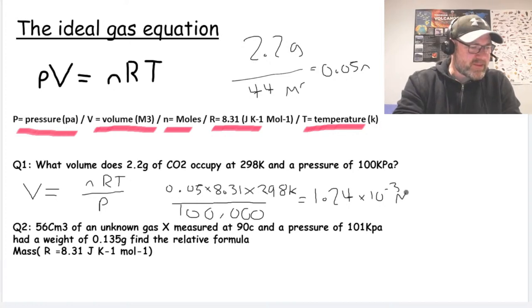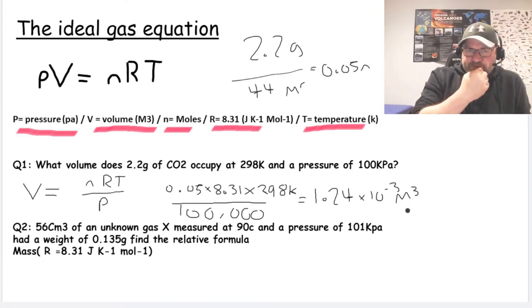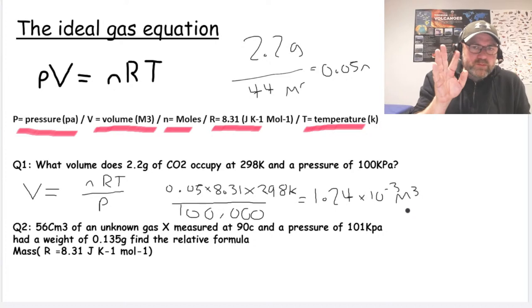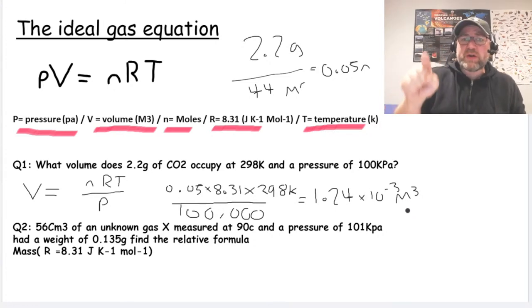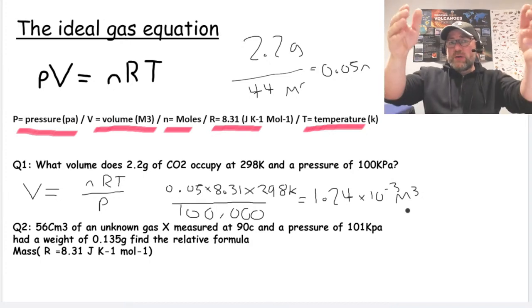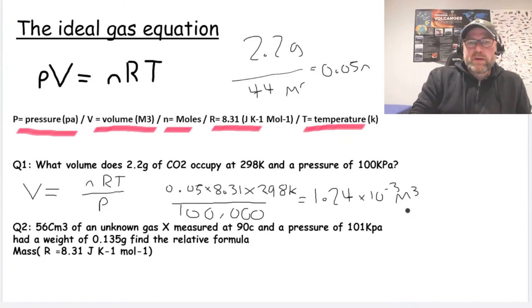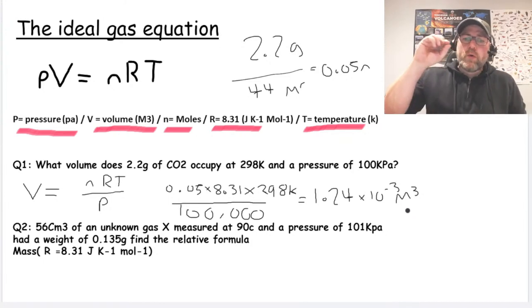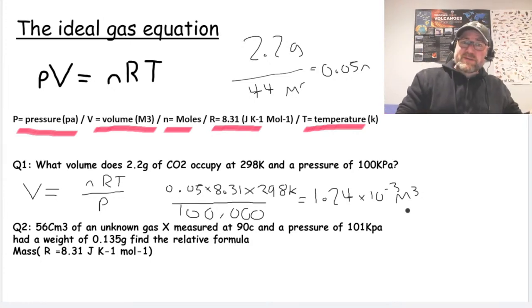No problems. Is that 0 degrees Celsius? And this is meters cubed. No, 298K is room temperature. If you want to turn 298K into Celsius, you minus 273. So that's 25 degrees. So if you want to go from Kelvin back to degrees Celsius, you're going to minus 273.